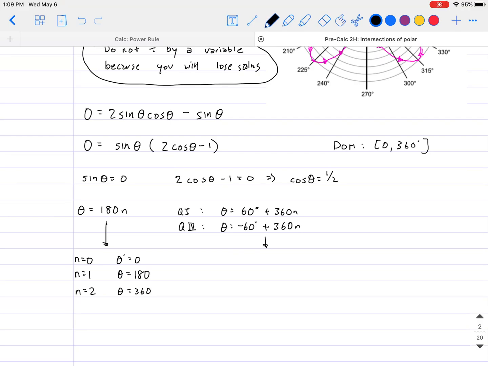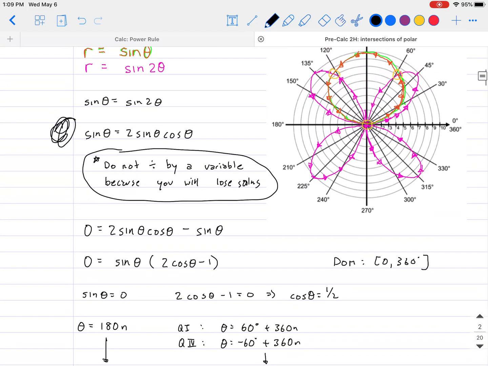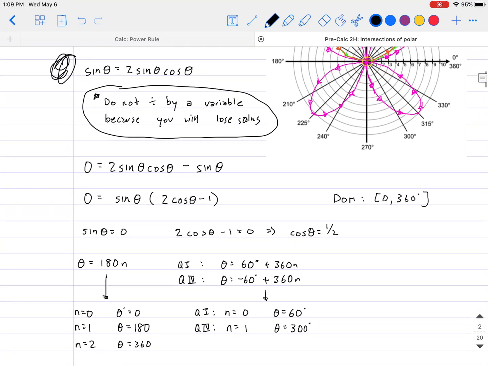Okay, so back up just a little bit. For the one in Q1, we let n equal 0. So that's how we get theta equal to 60 degrees. The one in Q4, we're going to let n equal 1, so theta is equal to 300 degrees. Okay, keep going. Solve for r for each one of these cases.